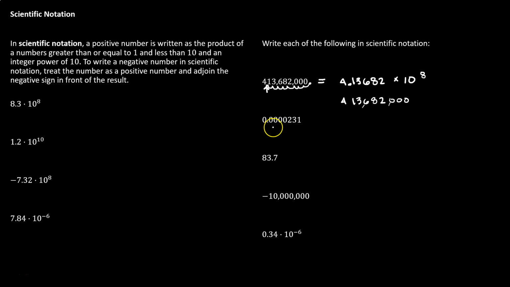Let's take a look at this next one. Here the decimal is between some zeros. In order to write this in scientific notation, I need a whole number between 0 and 1 to be in my ones place. So I need to move my decimal to be between the 2 and the 3.